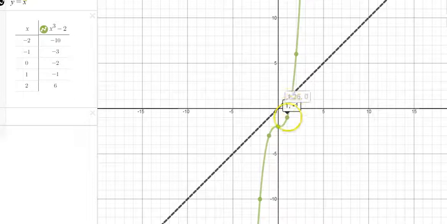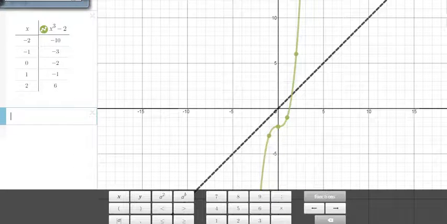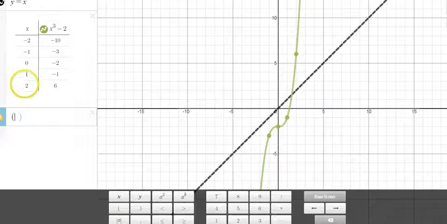For some reason when I'm making a video I get less control of Desmos. All right, so I want to plot all of those points. I guess I can do it down here. So what did I decide? I needed (-1, 1).